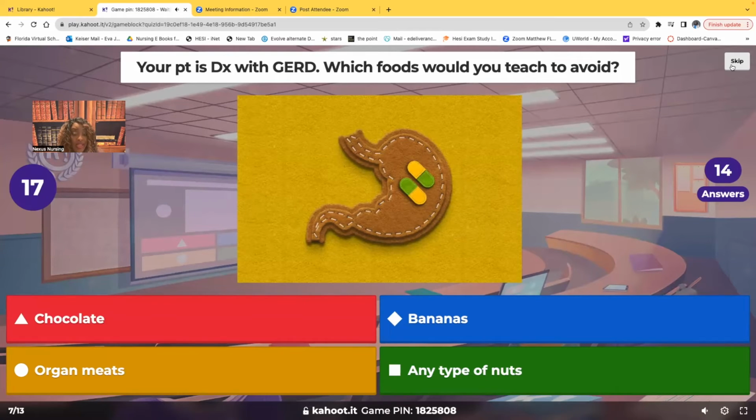Your patient is diagnosed with GERD. Which foods would you teach this patient to avoid? Chocolate, bananas, organ meats, or any types of nuts?